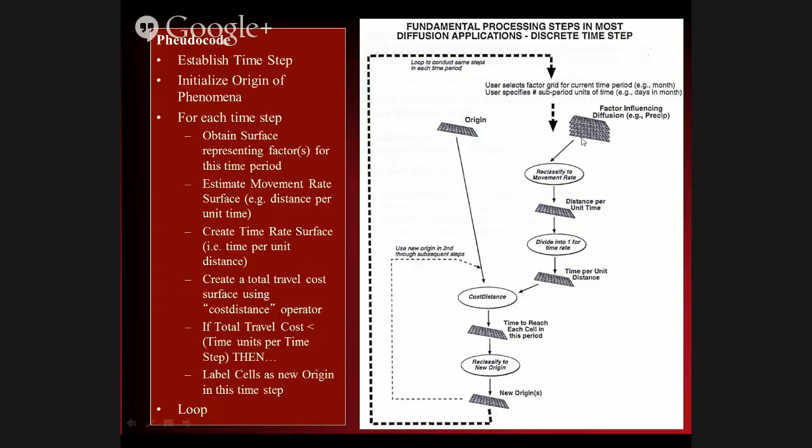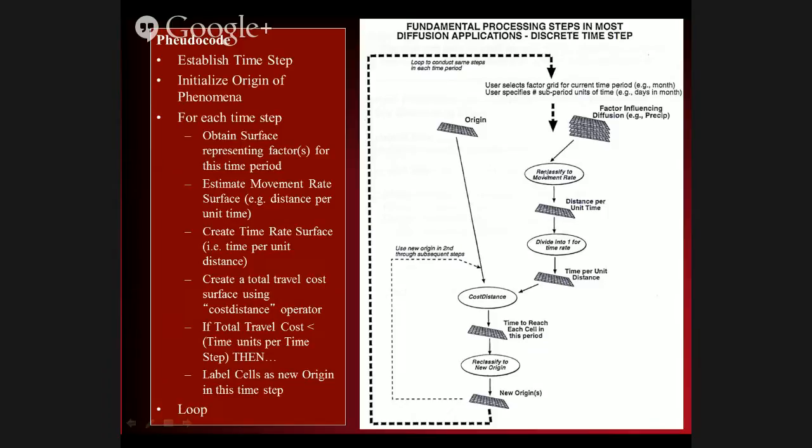Some mathematical formula needs to be established that turns our factors that influence diffusion into an actual movement rate. Okay, so that's some sort of formula. In our lab, that's going to be a given. We're going to give you a formula for taking the factors that influence diffusion and turning them into a movement rate. Then every cell will have a value that represents the movement rate in that cell. How fast the stuff in the origin will diffuse through that cell.